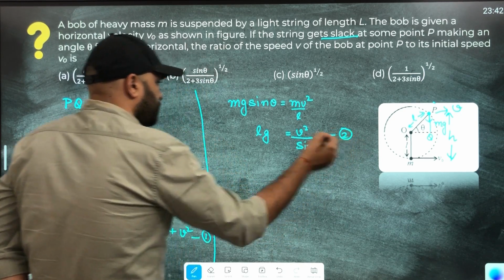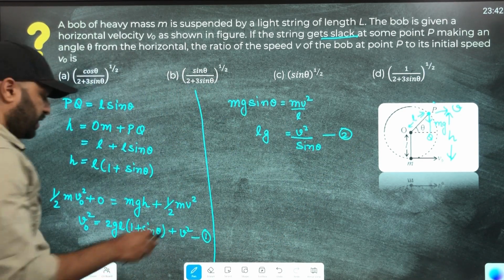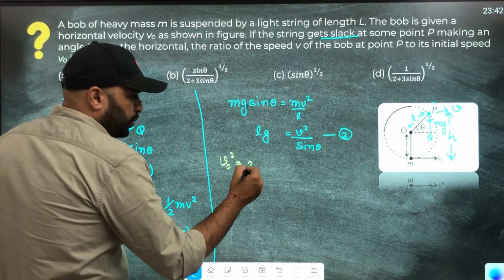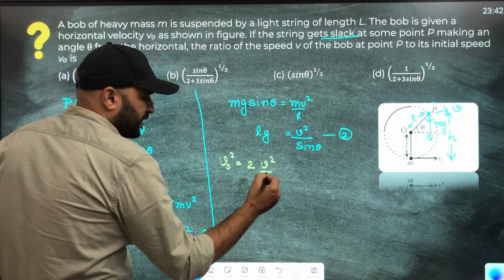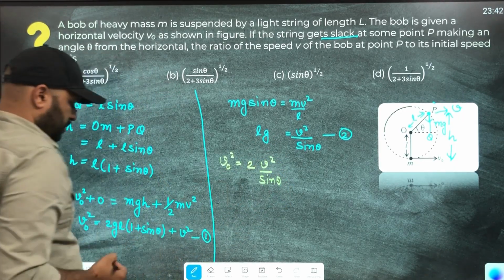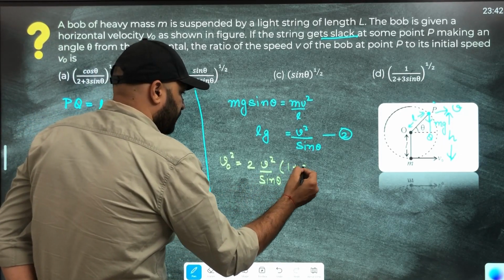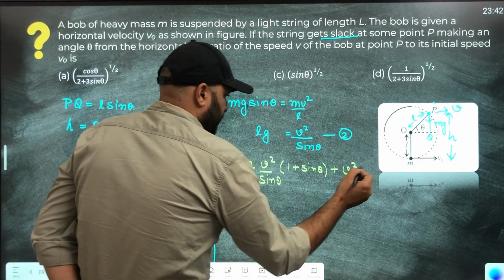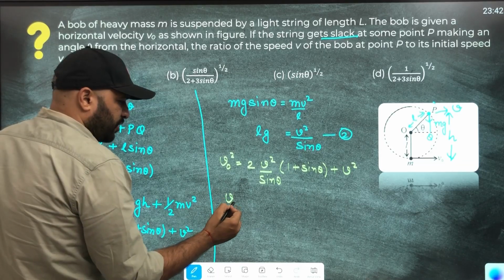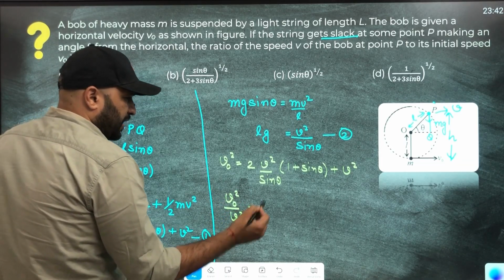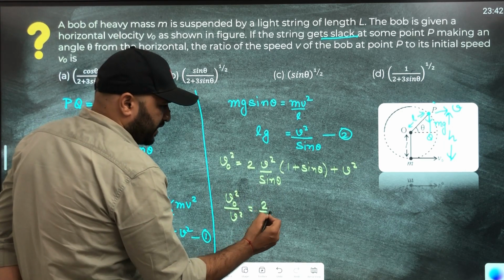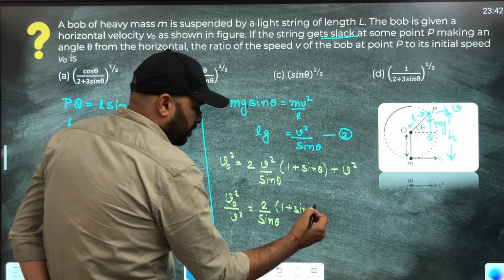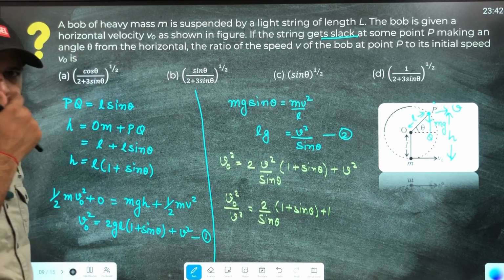Equation number 2. Let's substitute this equation 2 in equation 1 and simplify to get our answer. So V naught square will be equal to 2gl, and gl is V square by sine theta, into 1 plus sine theta, plus V square. I hope this is clear. Let's take this V square to the other side. So V naught square by V square will be equal to what you are left with: 2 sine theta, 1 plus sine theta, plus 1.